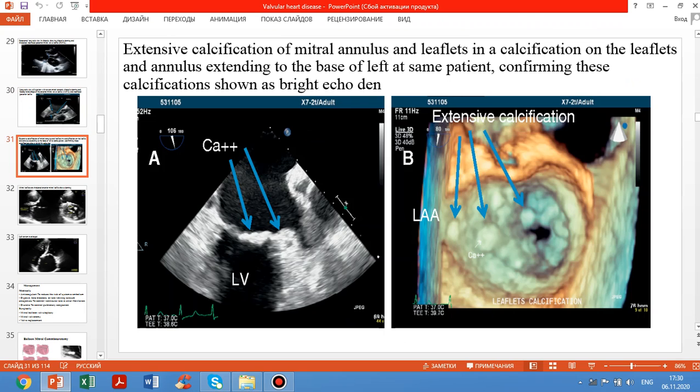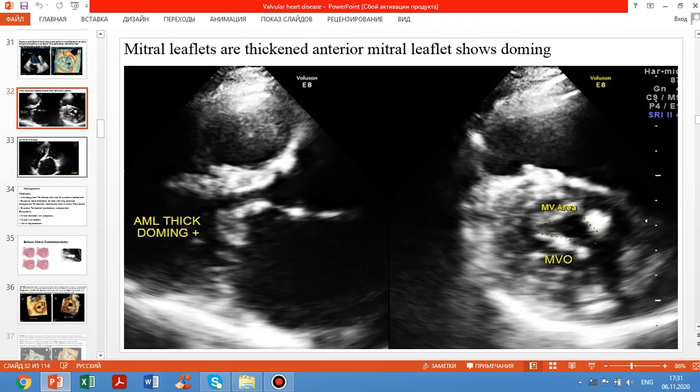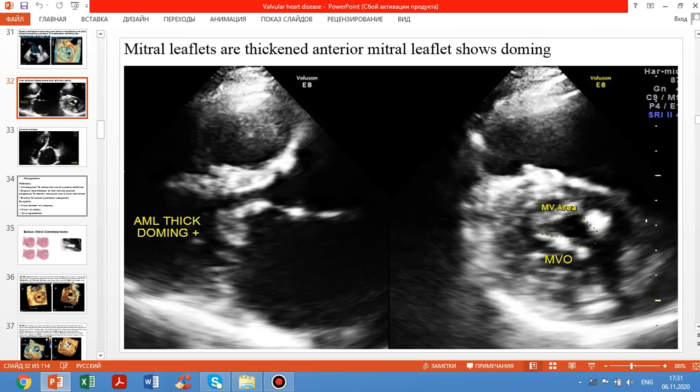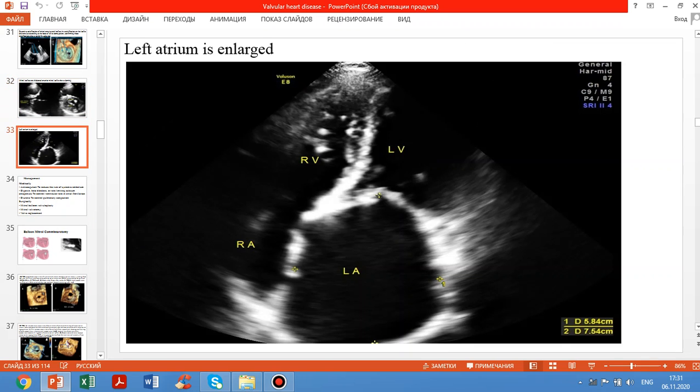Extensive calcification of the mitral annulus and leaflets, with calcification on the leaflets and annulus extending to the base of the left atrium in the same patient, confirming this calcification shown as a bright echo density. Mitral leaflet, anterior mitral leaflet showing doming. You can see this left atrium enlargement.